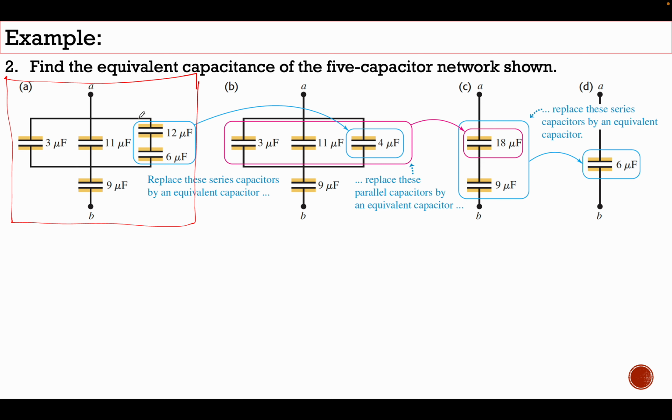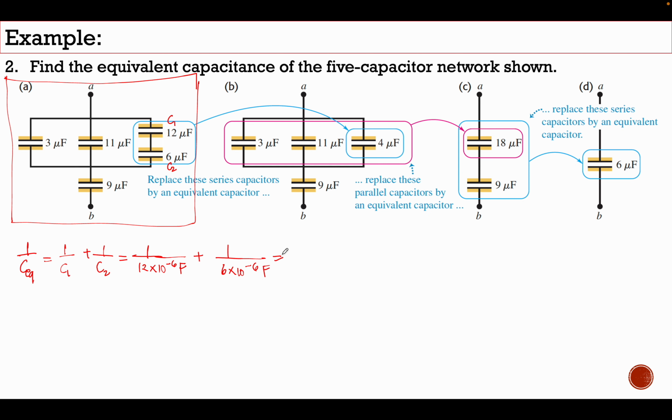Okay, so it starts with this one. For series, 1 over the equivalent capacitance is equal to 1 over C1 plus 1 over C2. So, let's have this one as our C1 and this one as our C2. So what we have is 1 over 12 microfarads, or 12 times 10 to the power of negative 6 farad, plus 1 over 6 times 10 to the power of negative 6 farad.